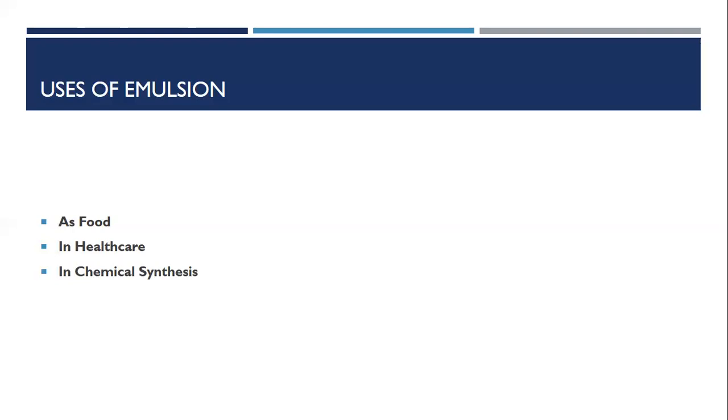Then in chemical synthesis, emulsions are used in the manufacture of polymer dispersions. These include primary components of glues and paints. That's all I have to discuss about emulsions.